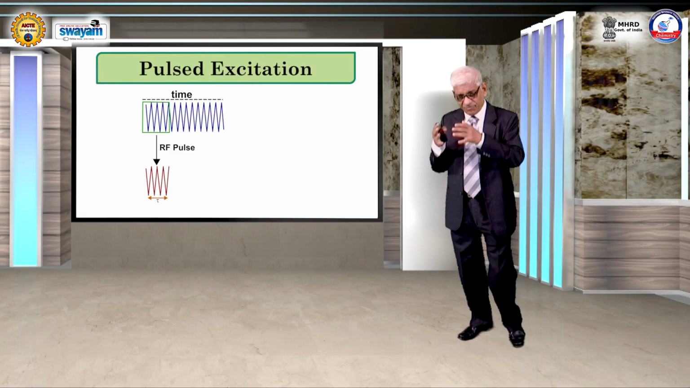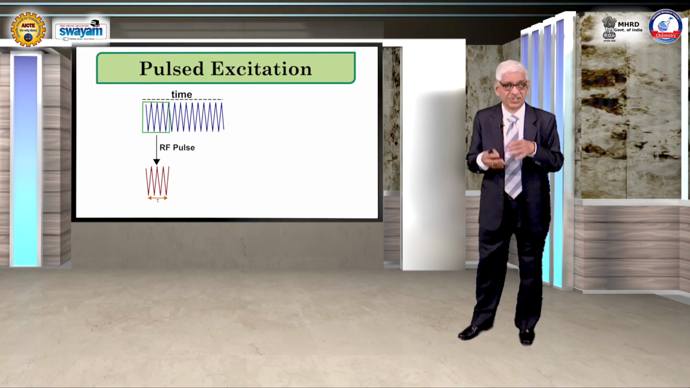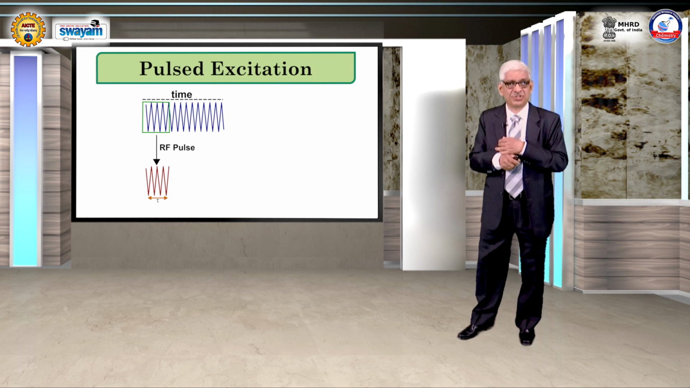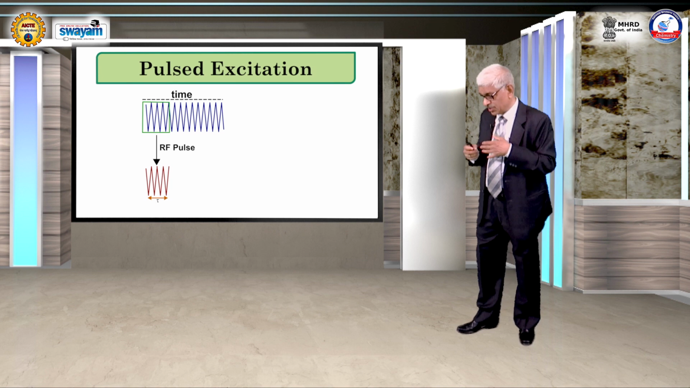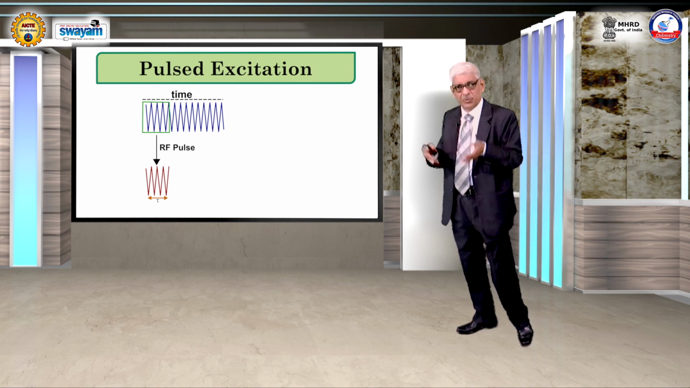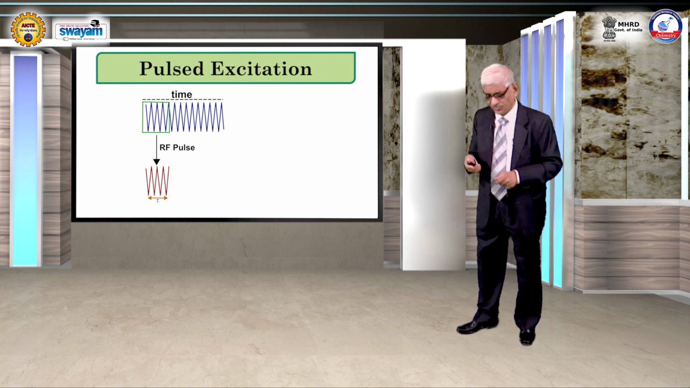Okay, and therefore you required some changes, and pulse excitation became a tool. This was created, the one which was exploited. This was exploited by Richard Ernst, as I will show you.